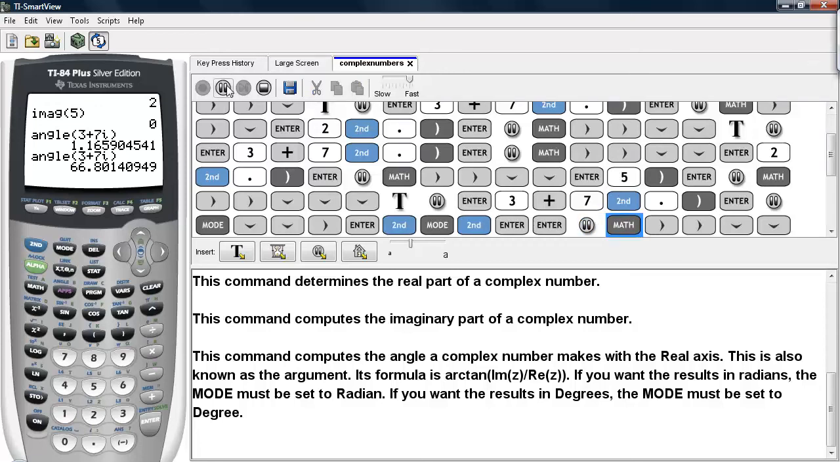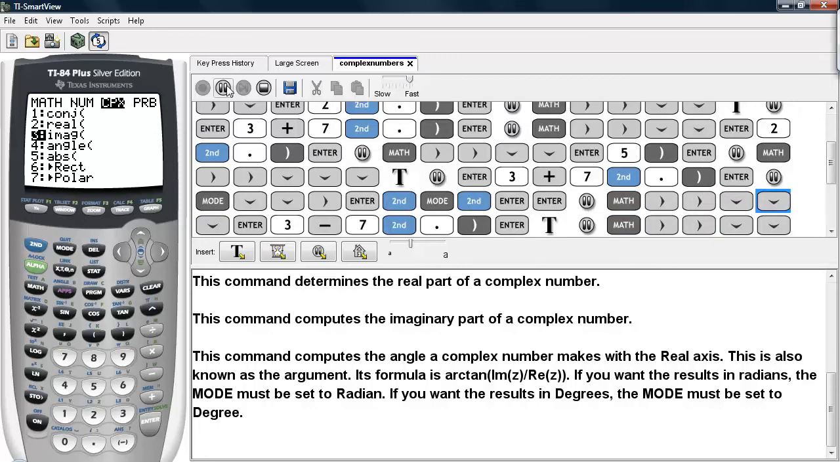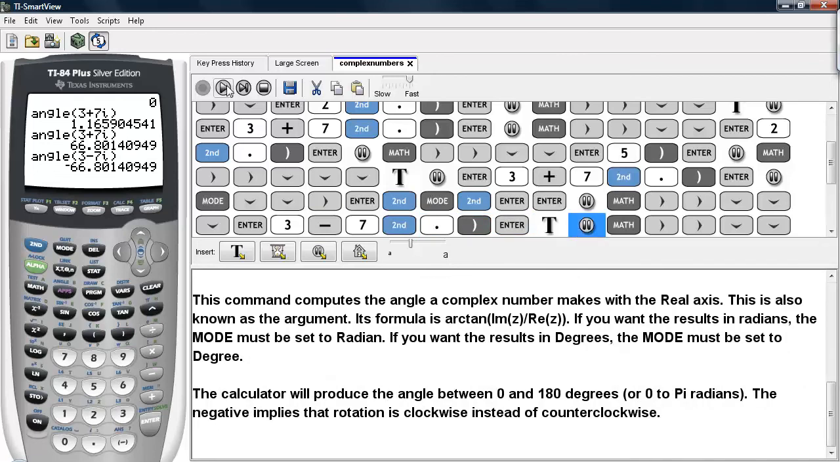Let's look at another example. Hit Math, scroll over to CPX, scroll down to angle, and let's type in a complex number 3 minus 7i. Here we get negative 66.8 degrees. The calculator will produce an angle between 0 and 180 degrees, or 0 to pi radians. The negative implies that the rotation is clockwise instead of counterclockwise. Let's look at some more commands.